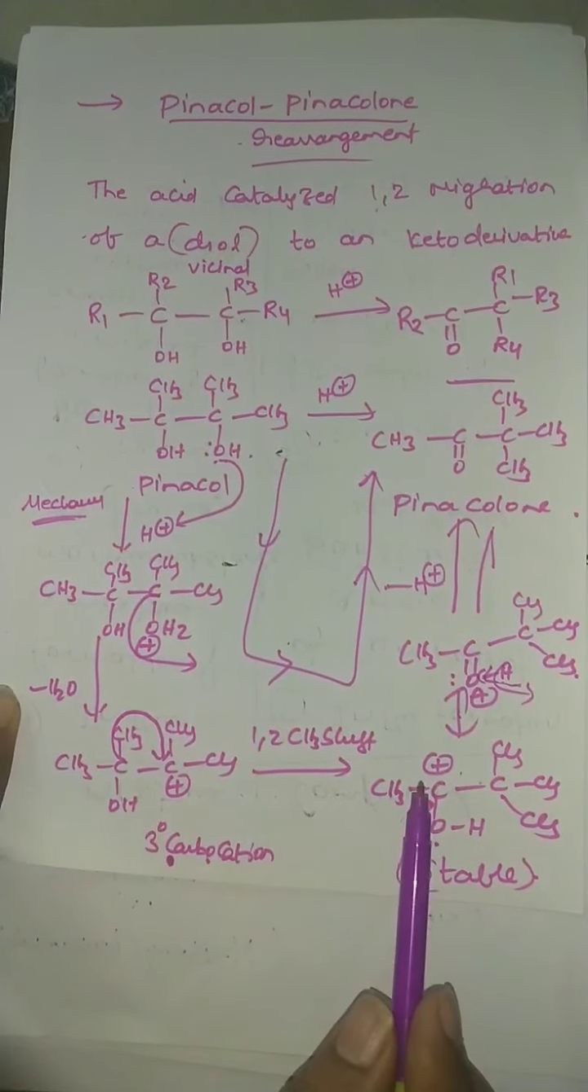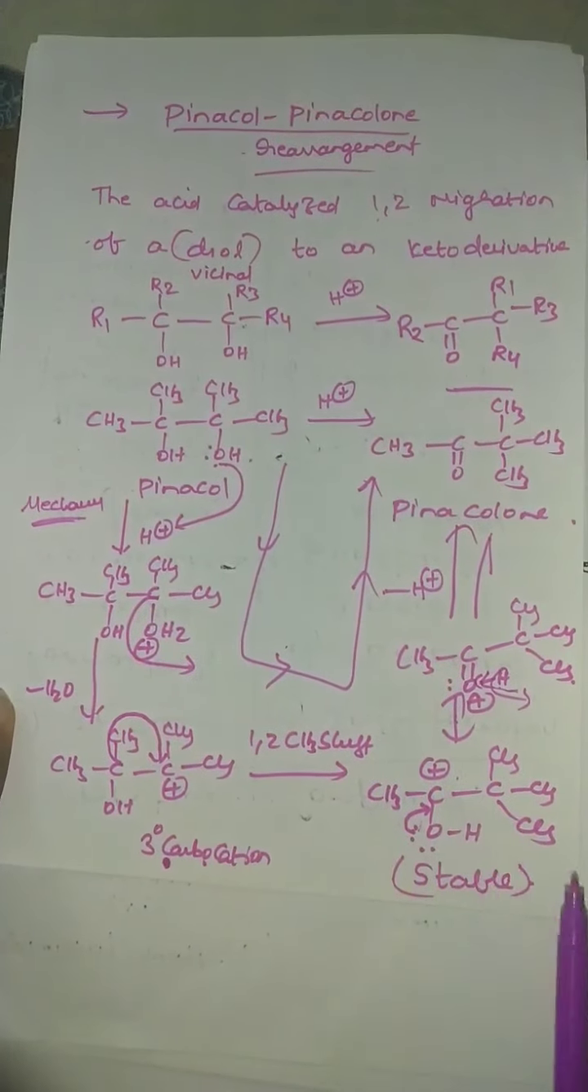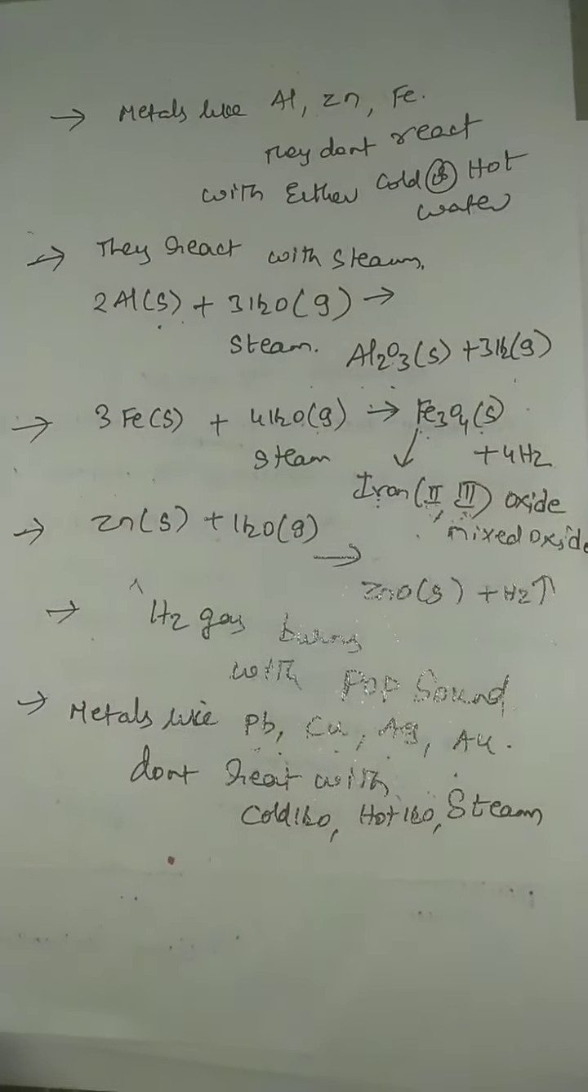So I have to be very careful because this is a symmetrical diol. This is a symmetrical diol, no problem. If it is an unsymmetrical diol, how will you proceed with the mechanism? How are you going to proceed with the mechanism in case of unsymmetrical diols?